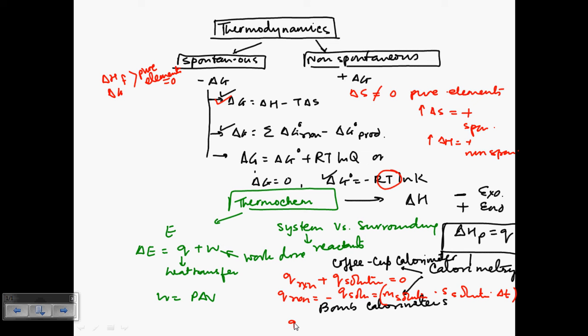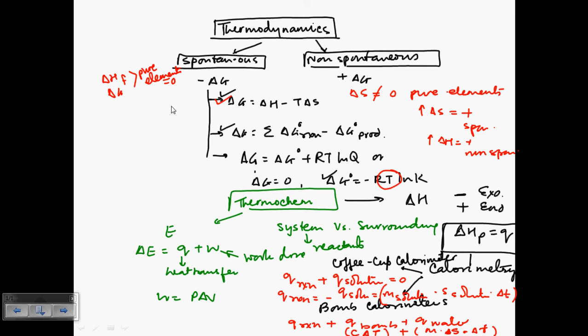In bomb calorimeter, Q reaction, or heat of reaction, is the same as heat absorbed by bomb plus heat absorbed by water. And heat of bomb is C times delta T, heat capacity of bomb times change in temperature, plus heat of water is mass of water times specific heat of water, M times S times delta T. And specific heat of water is 4.184.